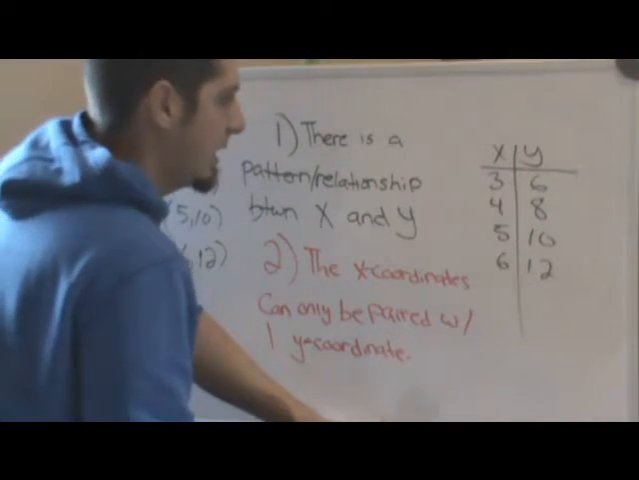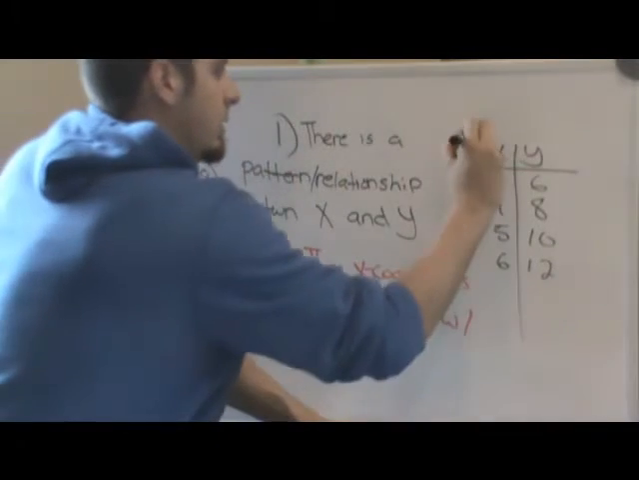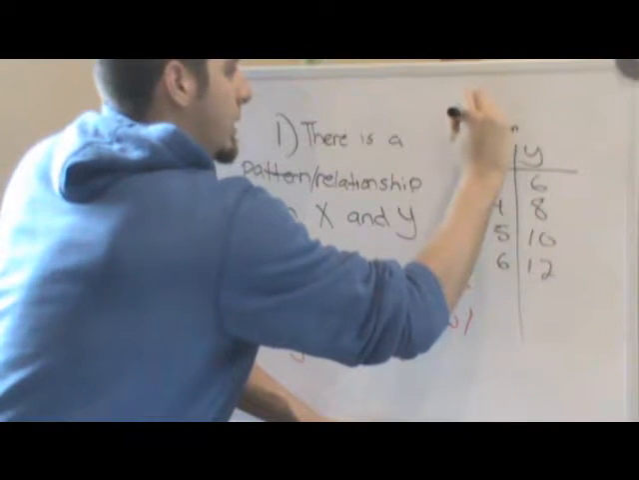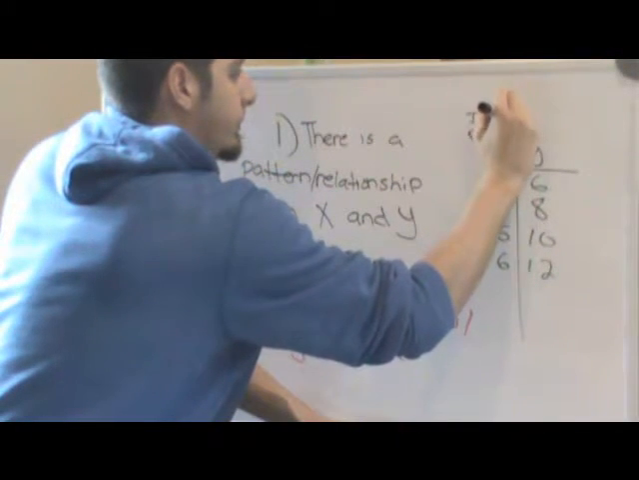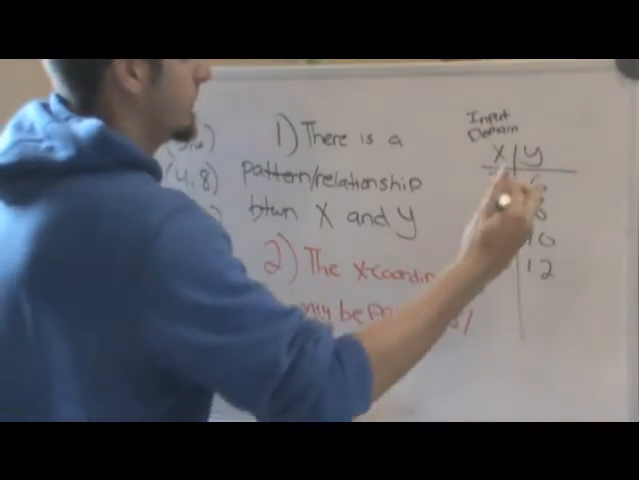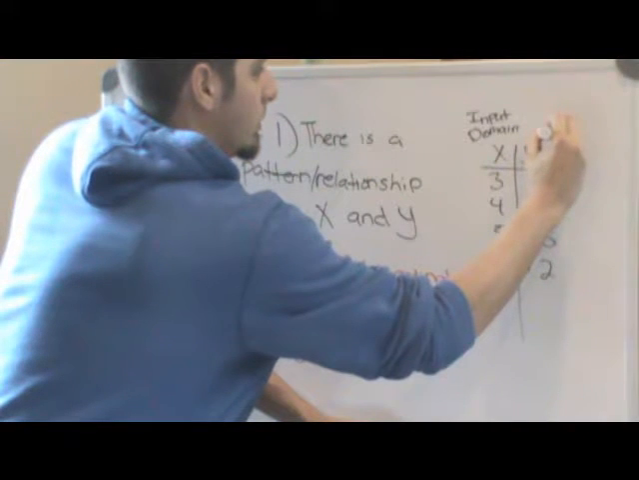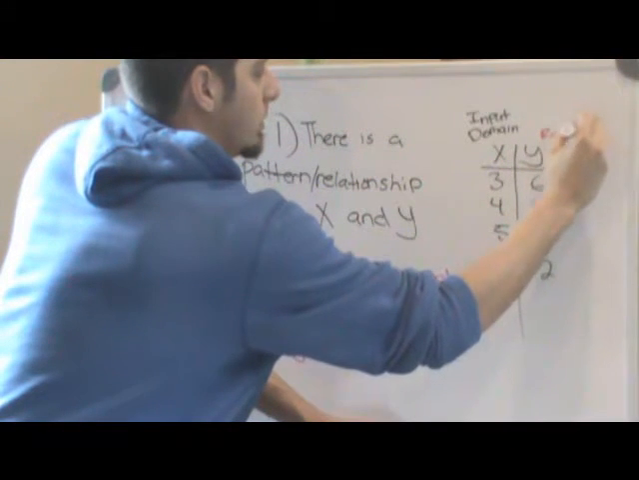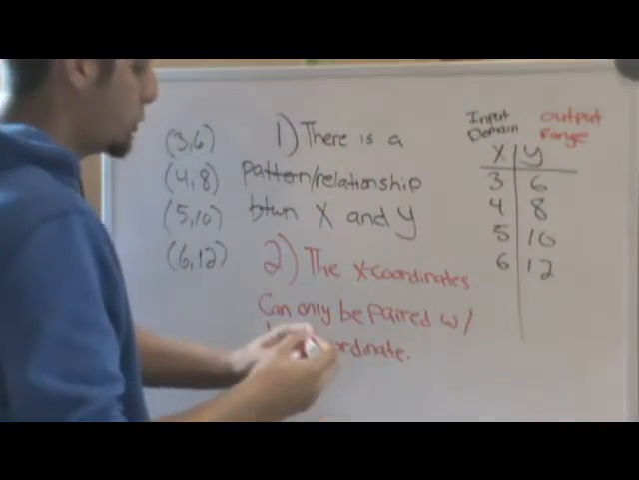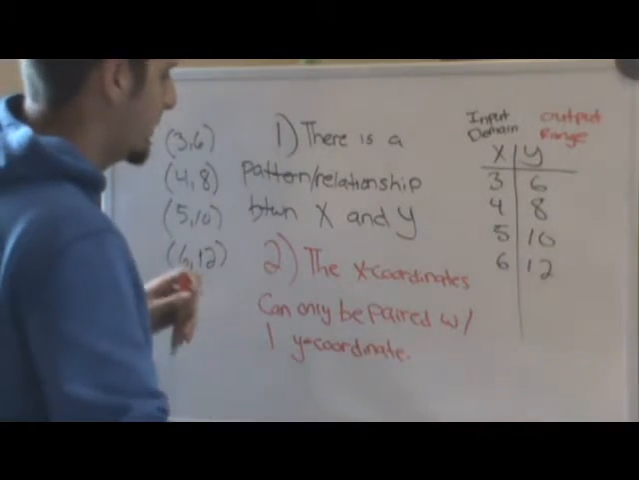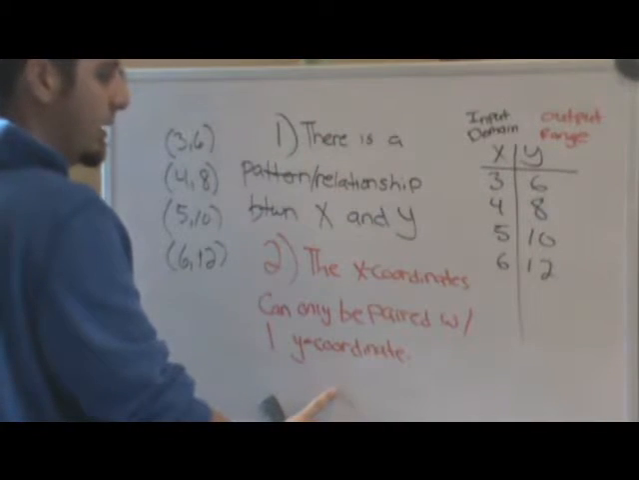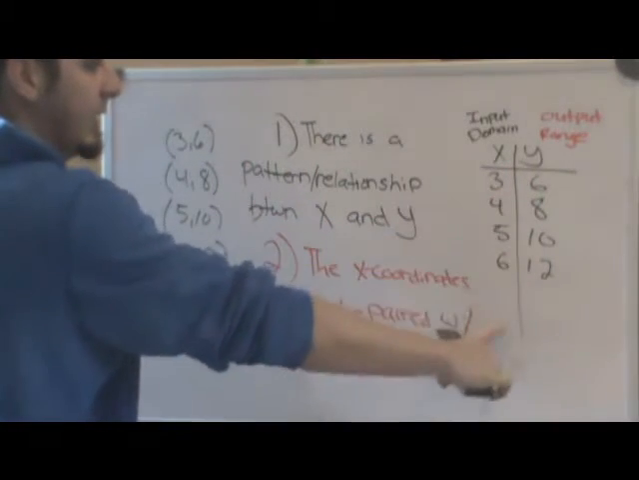Some other names you might hear, though, instead of x coordinates, you might hear domain or input. Another name you might hear for the y coordinates, range or output. Now, the most commonly used one, and I'm going to erase this right here. These are 2 ways to identify a function just by looking at its table.